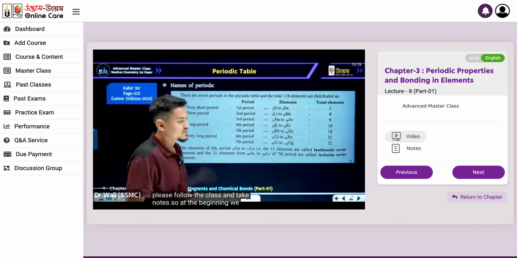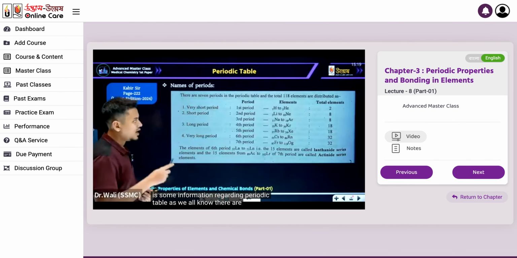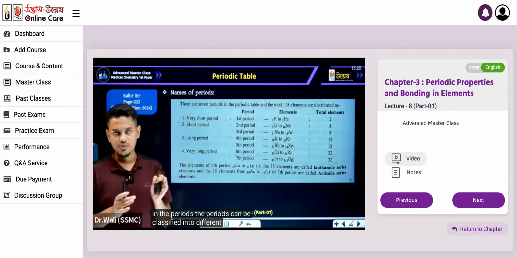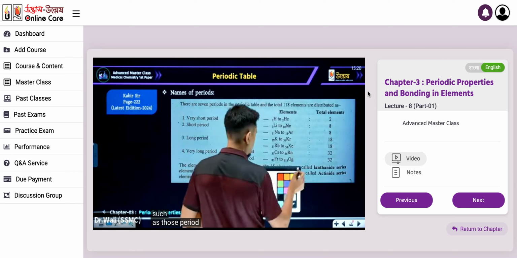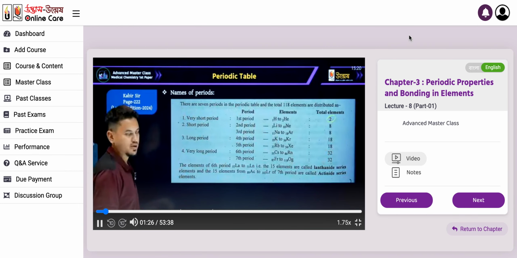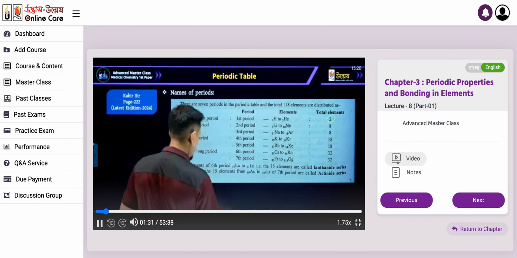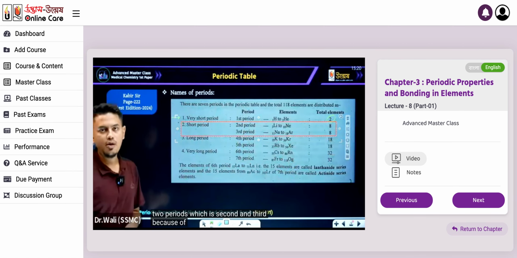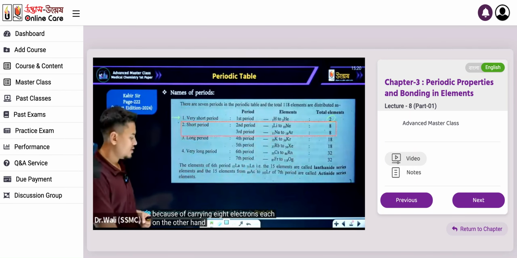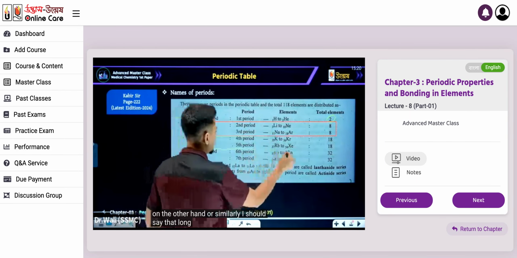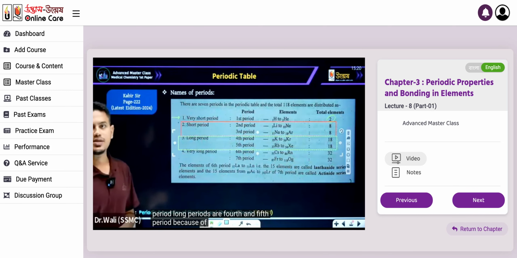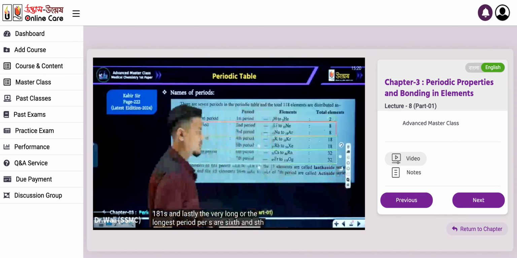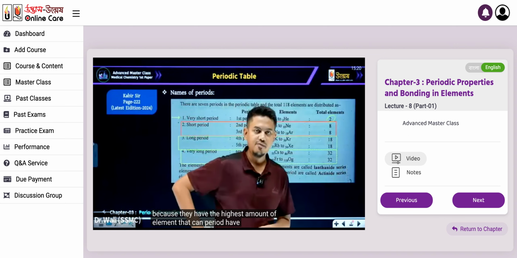At the beginning, we see there is some information regarding the periodic table. As we all know, there are 118 elements distributed in 7 periods, but on the basis of the elements present in the periods, they can be classified into different categories. The period which contains only 2 elements is labeled as the very short period. The short periods are the second and third, carrying 8 elements each. Similarly, the long periods are the 4th and 5th periods because of 18 elements. And lastly, the very long or longest periods are the 6th and 7th because they have the highest number of elements a period can have, which is 32.